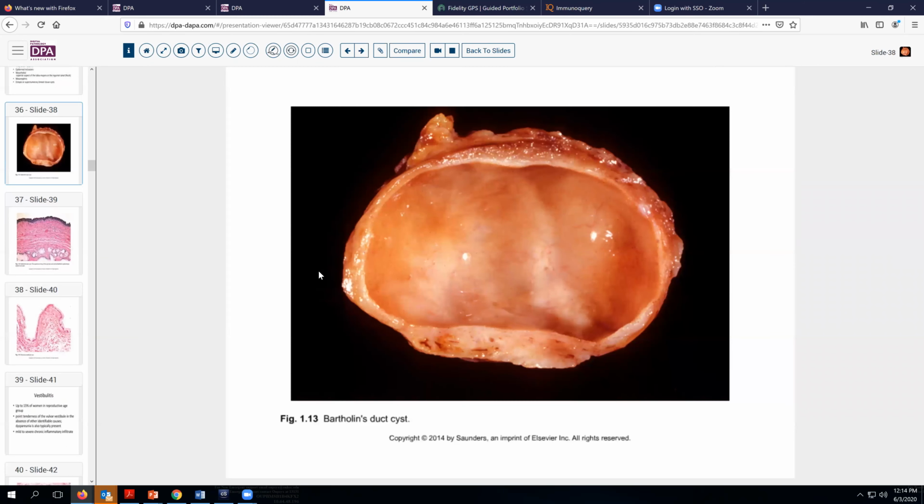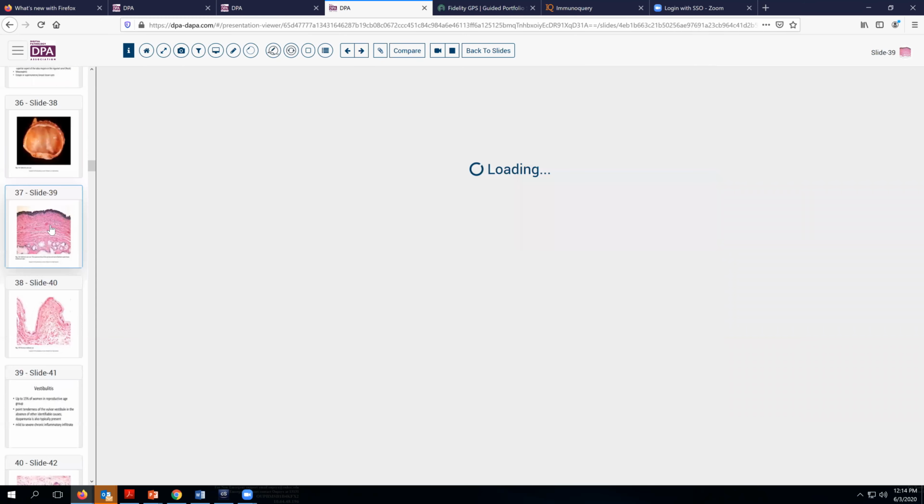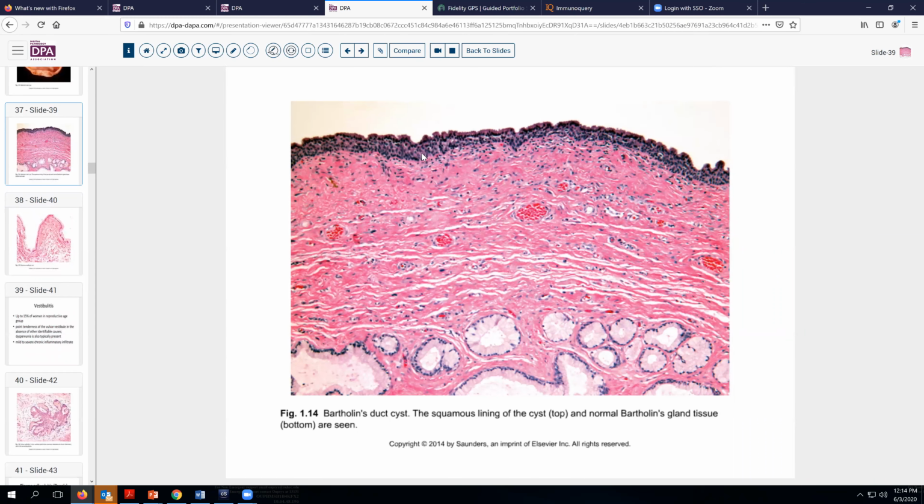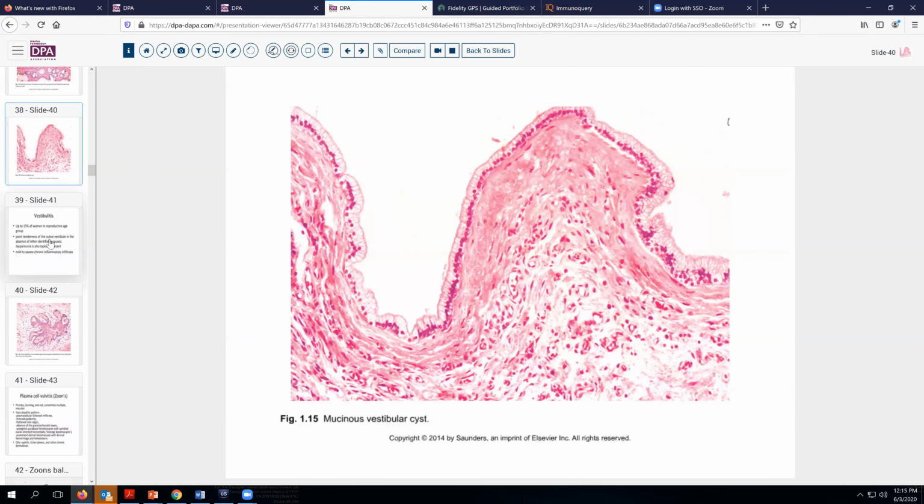So here's an image of a Bartholin gland cyst. You see a fairly smooth lining, and some peripheral glandular tissue may be identified in these lesions. The lining is usually characteristically slightly stratified with a mucinous or transitional type epithelium. And then, of course, the Bartholin gland tissue deep to that can be seen. Mucinous vestibular cysts can also be seen, as we've indicated with this very bland endocervical-like mucinous epithelium.